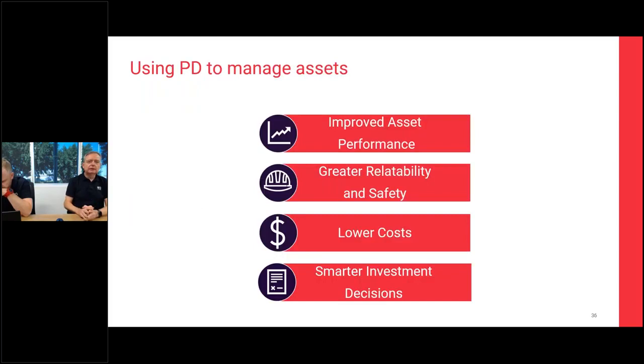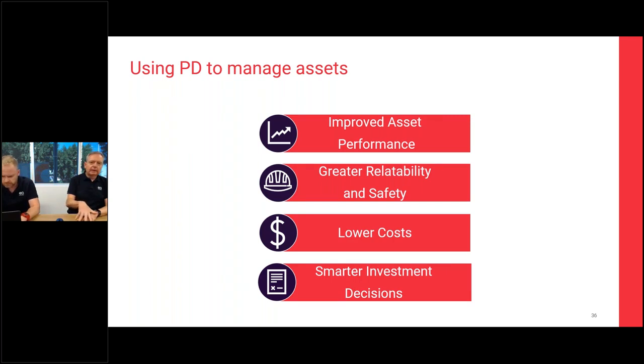If we do all this, then as with everything, what we can get is improved asset performance, greater reliability, and safety. We can lower the costs, like we said at the beginning. We can generally save a third of the cost by proactively replacing cable joints that are discharging before allowing them to fail.